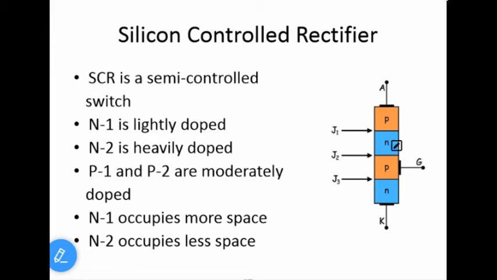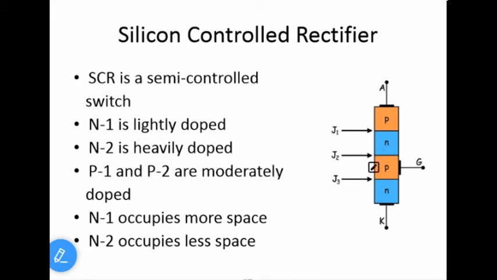If you see junction J1, it is formed between two lightly doped regions, and this J1 requires very high voltage to break down, while J3 is completely opposite to it. J3 is formed between two heavily doped regions. Therefore, very less voltage is required to break this region. The same thing here, J2 is also formed between two lightly doped regions and requires very high voltage.